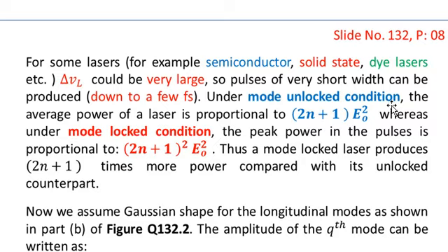So under mode unlocked condition, the average power of a laser is proportional to 2n plus 1 times E naught squared. Whereas under the mode locked condition, the peak power in the pulses is proportional to 2n plus 1 squared times E naught squared. So you see that this is the factor which is squared in the mode locked case. Thus, a mode locked laser produces 2n plus 1 times more power compared with its unlocked counterpart. That's why mode locking is essential in order to produce increased power from the laser output.